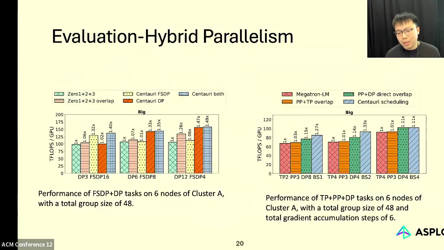On the other hand, we also take a test for hybrid parallelism. We compare it with FSDP plus DP and the TP plus PP plus DP in Megatron. The total group size was set to 48 here, and you can see that our overlapping can also bring about the best acceleration effect.